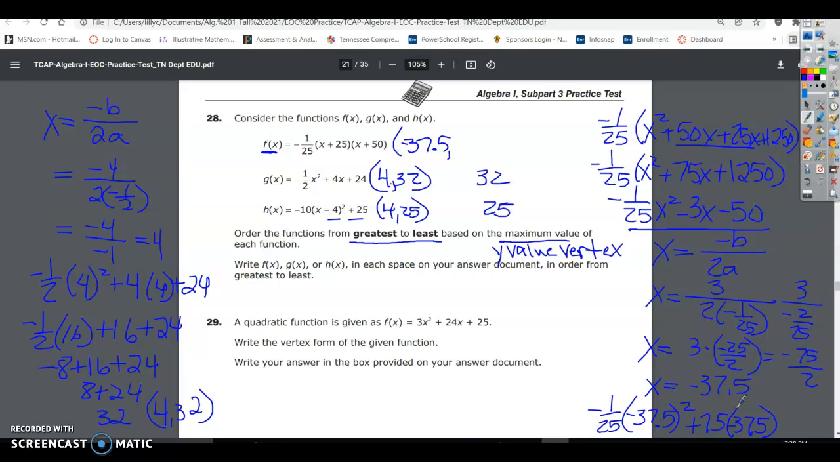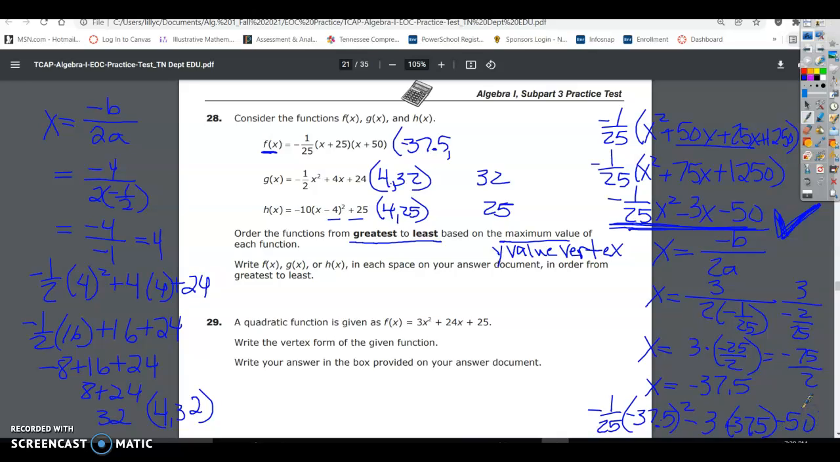These points don't show up very well. And then, what was the rest of it? Minus 50. Wait a minute. That should be negative 3 here. I wrote that down wrong. All right. So my equation that I'm looking at is right here. This is my standard form equation. So negative 1/25 times my x squared minus 3 times x, and then minus 50.